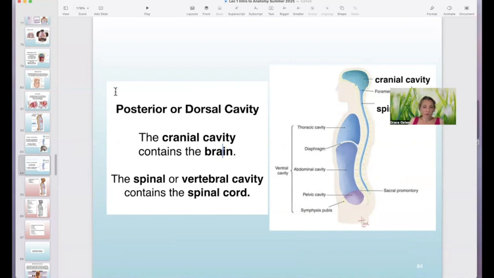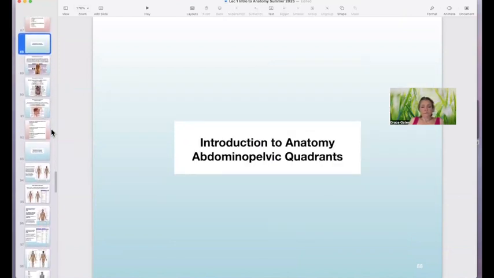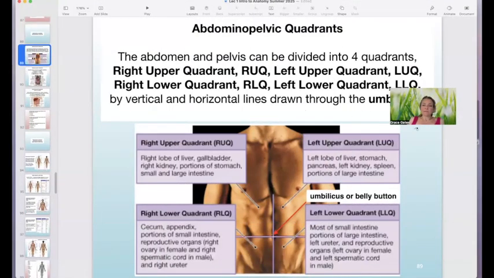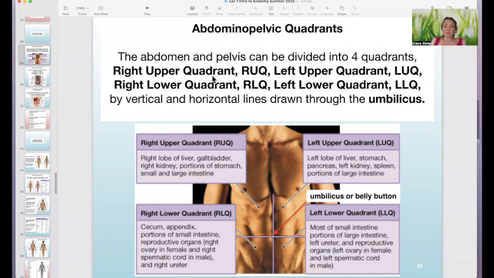So no surprise. Okay, so introduction to anatomy, abdominopelvic quadrants. All right, the abdomen and pelvis can be divided into four quadrants: the right upper quadrant, the left upper quadrant, the right lower quadrant, and the left lower quadrant, by vertical and horizontal lines that are drawn through the umbilicus or belly button.